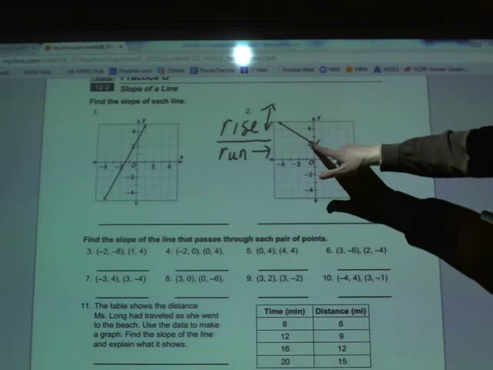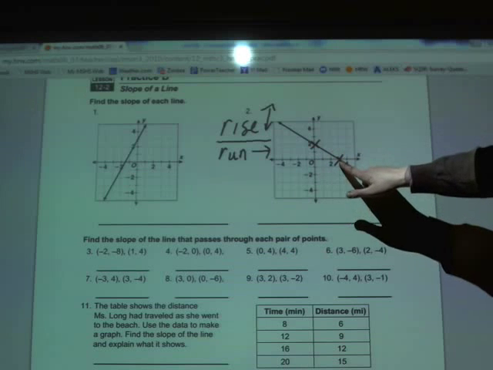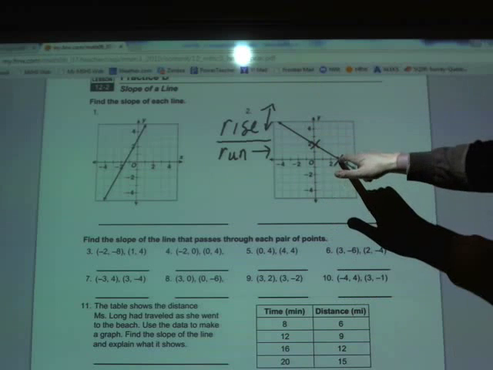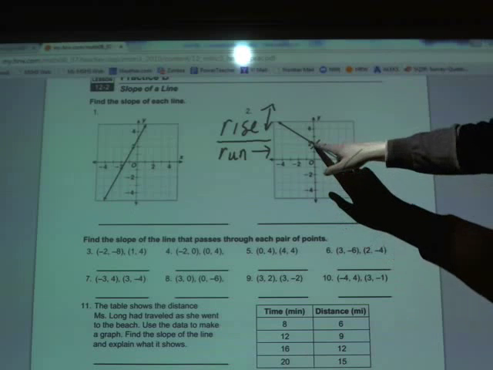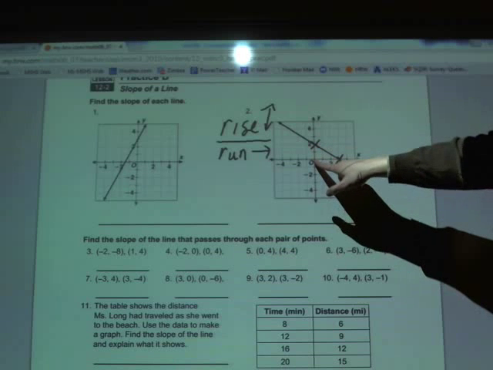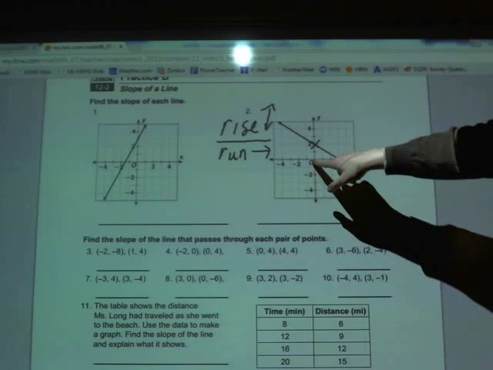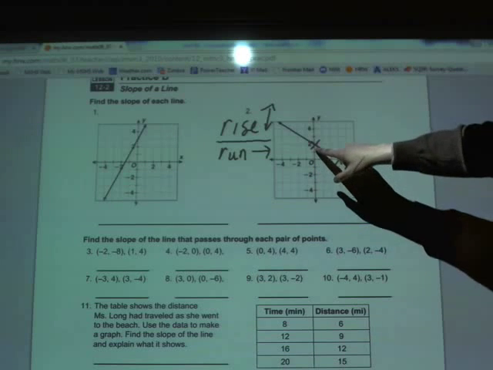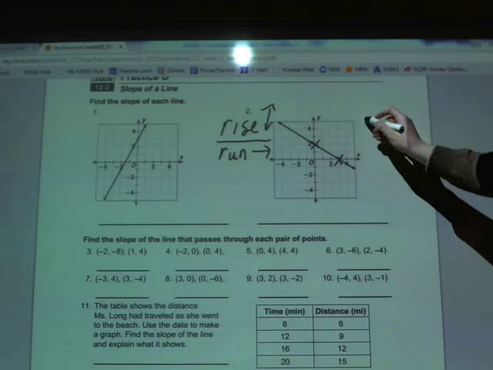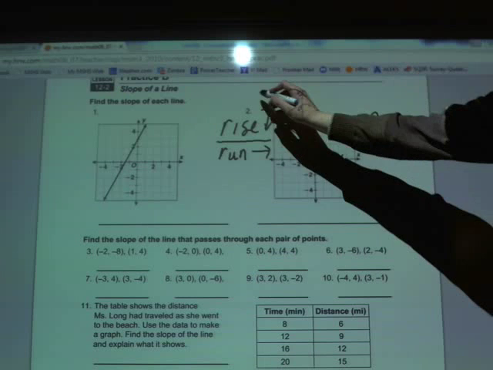I'm going to start at this point and figure out how many units I have to move either up or down to get over to this point. In this case, I'm going down, so it's going to be a negative value. I'm going to make 2 jumps down to get over to this point. So the rise here is -2.